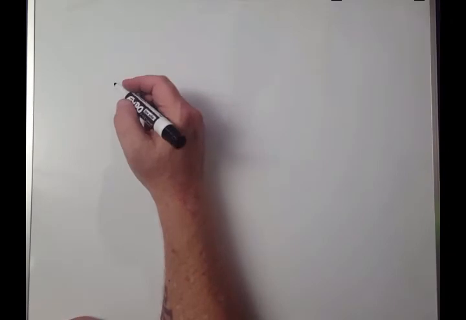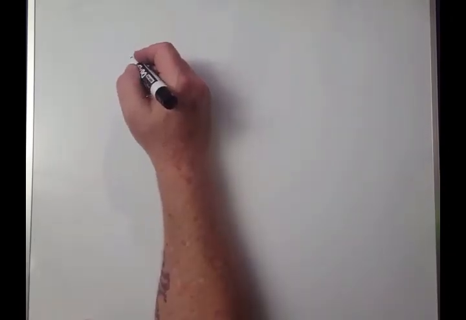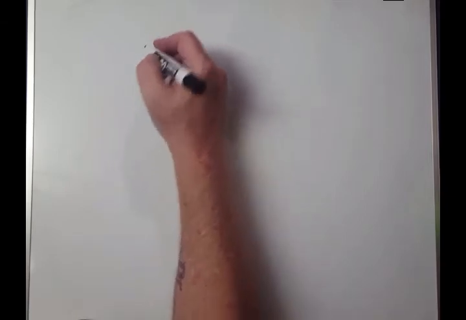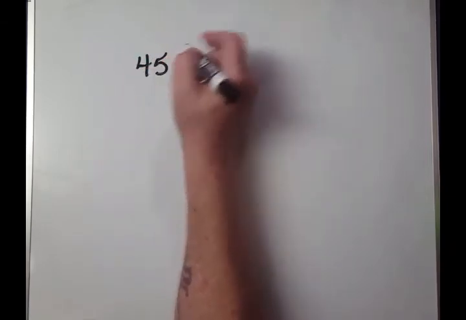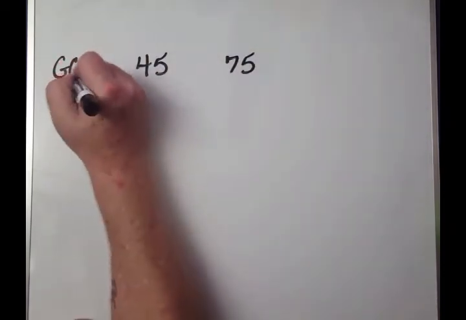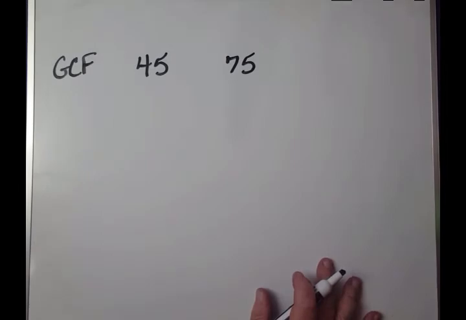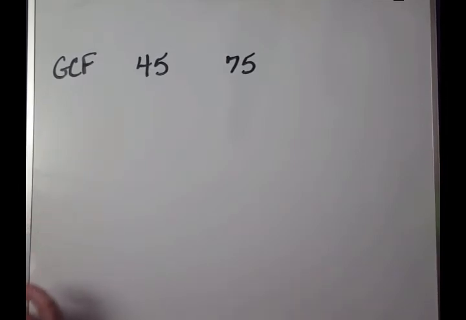Let's do another one. Let's say I want to know what is the greatest common factor of 45 and 75. What is the greatest common factor? Well, I see they're both divisible by 5. Easily I see that.